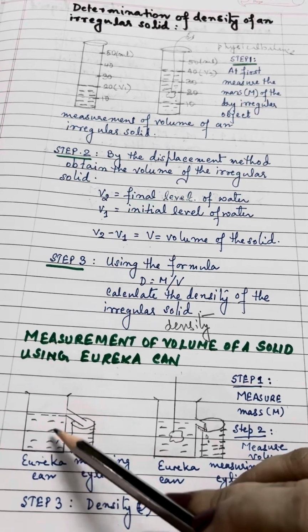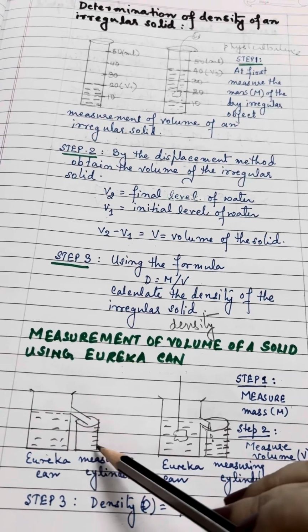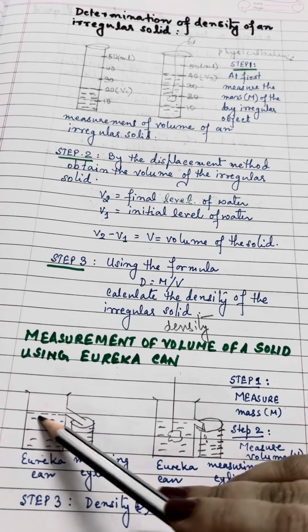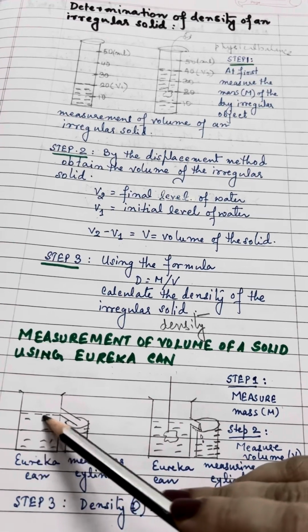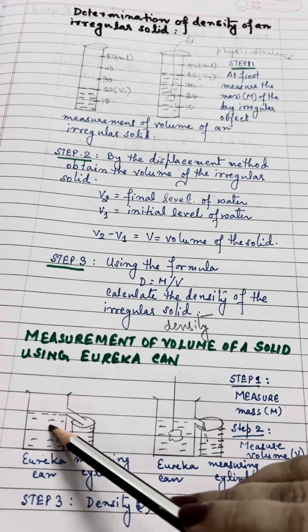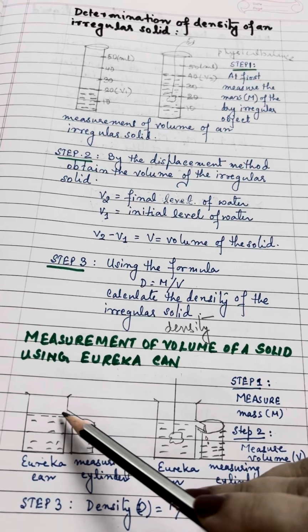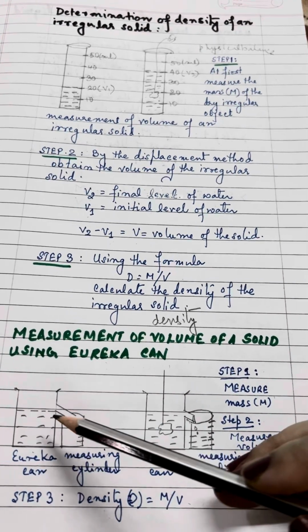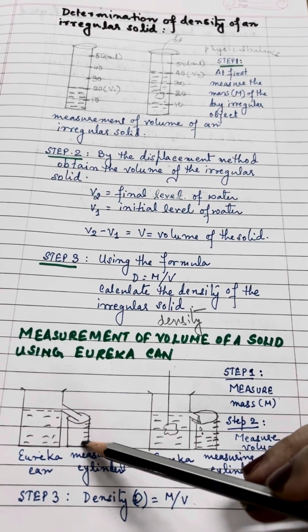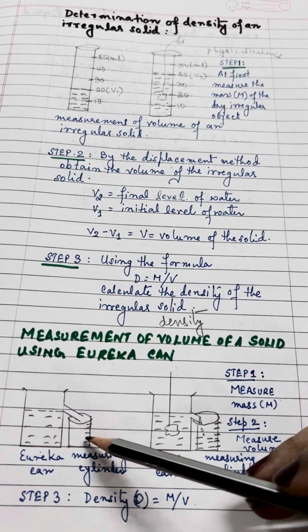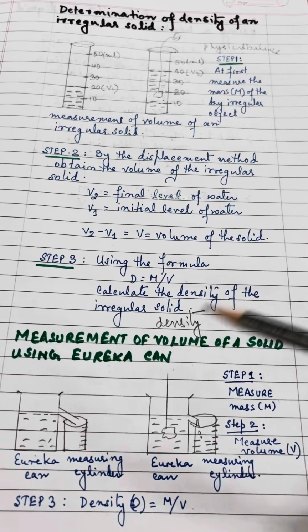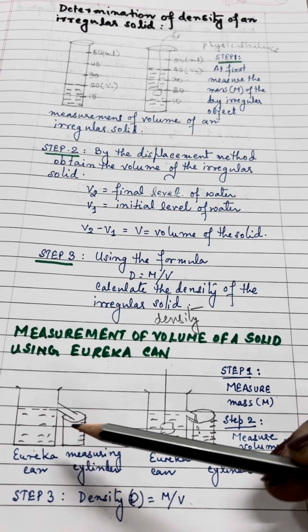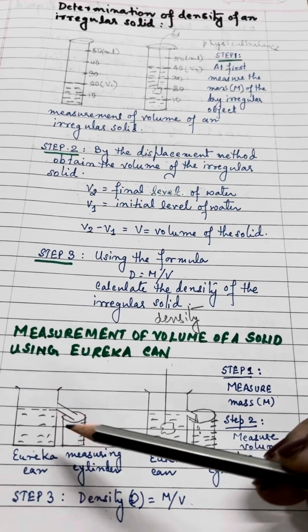So, what we do is we take this Eureka can and a measuring cylinder also. We put water up to the spout and fill it up to the spout. Sometimes while filling it up to the spout, some excess water is put, so that drops out from the spout and gets collected in the measuring cylinder. We wait till the water stops flowing out of the spout. Now, it means that the water level is exactly up to the spout.